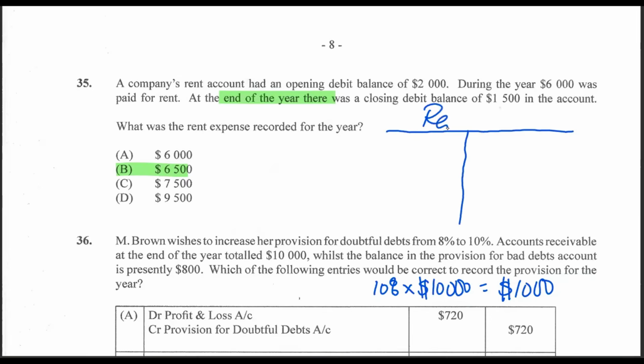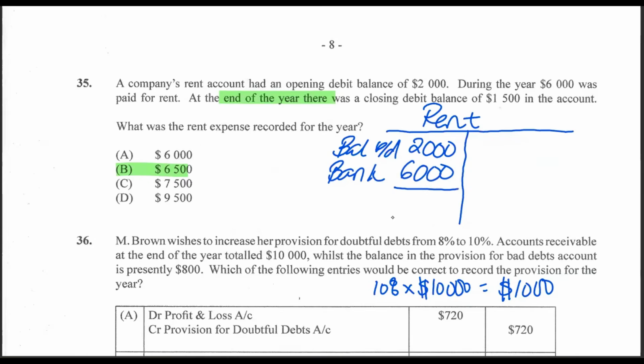So rent, we had an opening balance of 2,000. That'll be here, balance brought down 2,000. Looks good. During the year, 6,000 was paid. Therefore, you'd normally credit your bank and debit your rent. So let's debit your rent. Bank, 6,000 was paid. Good. And at the end of the year, there's a closing debit balance of 1,500 as well.